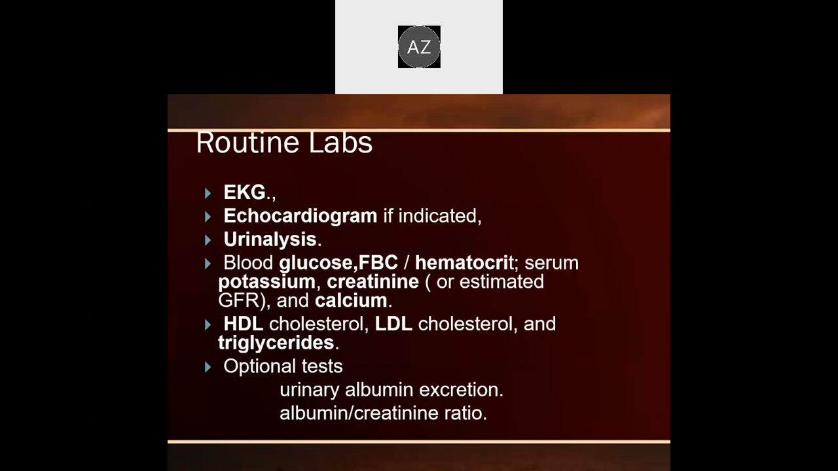Check on the full blood count. Check on serum potassium. It is going to give you a clue on hyperaldosteronism. Check on cholesterol. You do a lipid profile. It's going to give you the HDLs, the LDLs, the triglycerides. It's going to optimize on other tests such as urinary albumin excretion, and albumin and creatinine ratio.